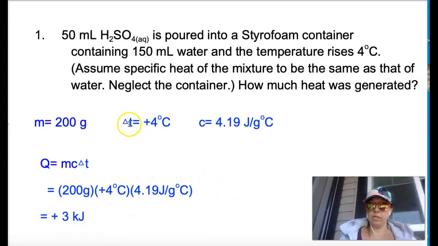So similar to the last one, but a little different in that I had to combine the two volumes, right? It's important to remember that when you pour two things into a container, the final volume is what you're looking for, not the individual volumes, okay?